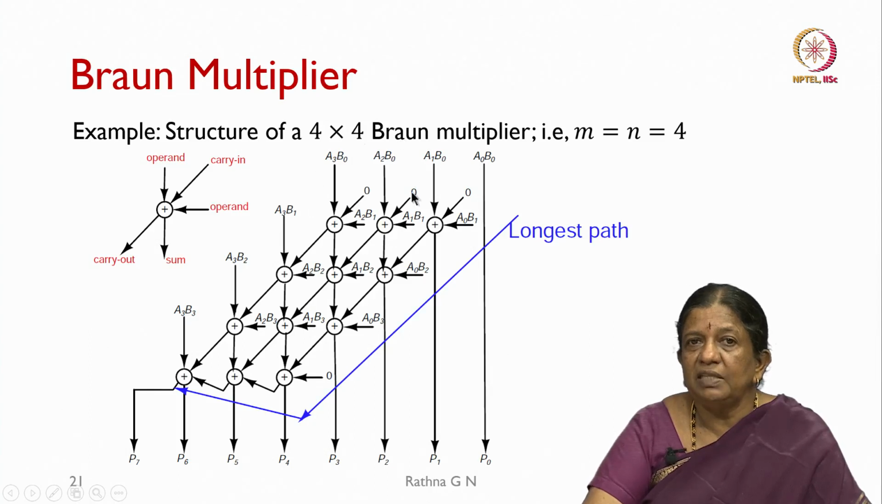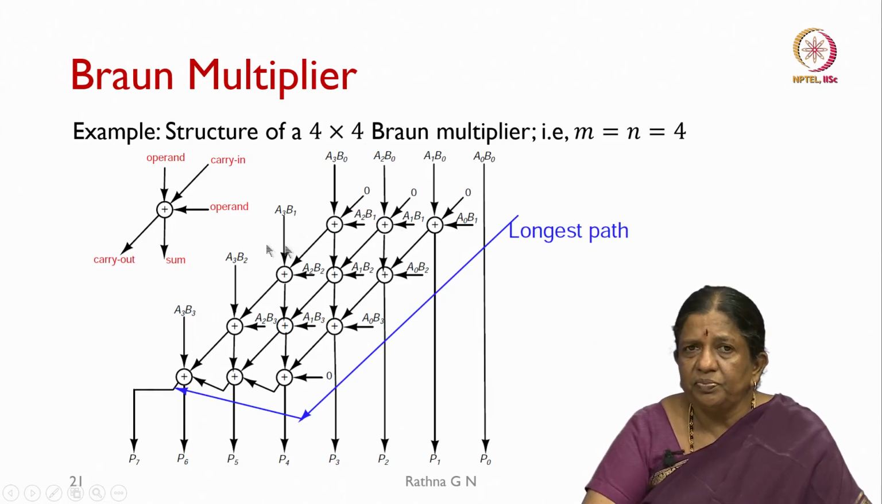So, because we have taken M equal to N equal to 4, these are the structures I needed for the multiplication and addition.